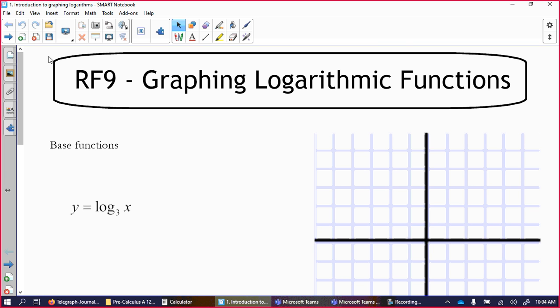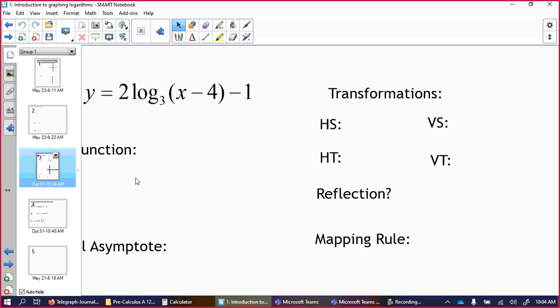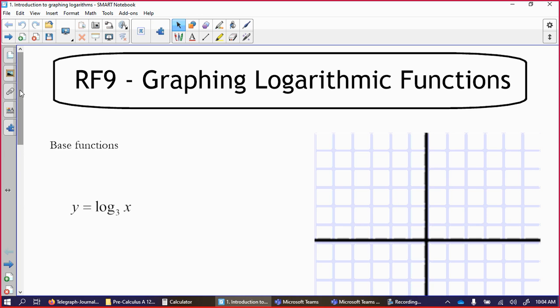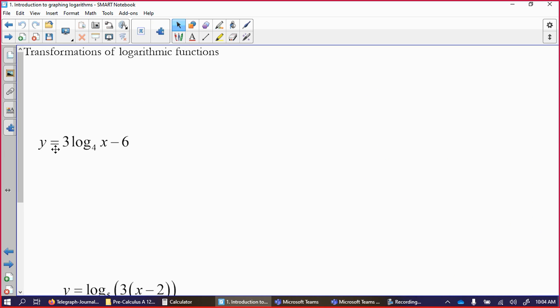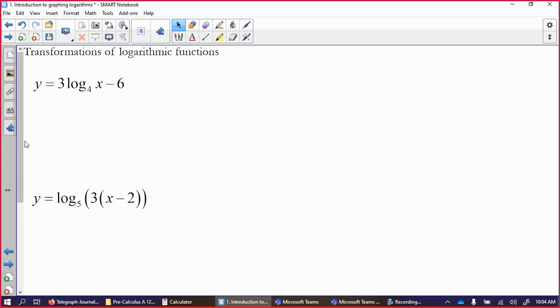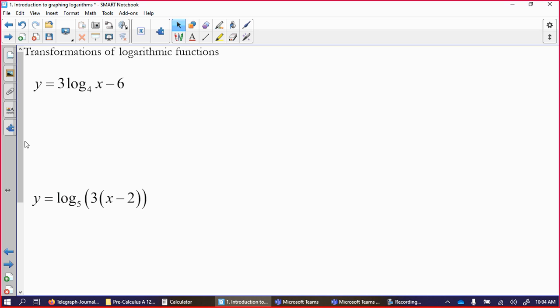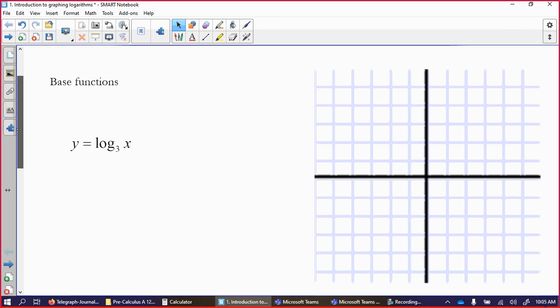So graphing, we're going to look at basically three things today. We're going to talk about base functions, which is what we need to start. What are the transformations? Again, something that we've done before. And then going through an actual graph. So base functions for logarithms.